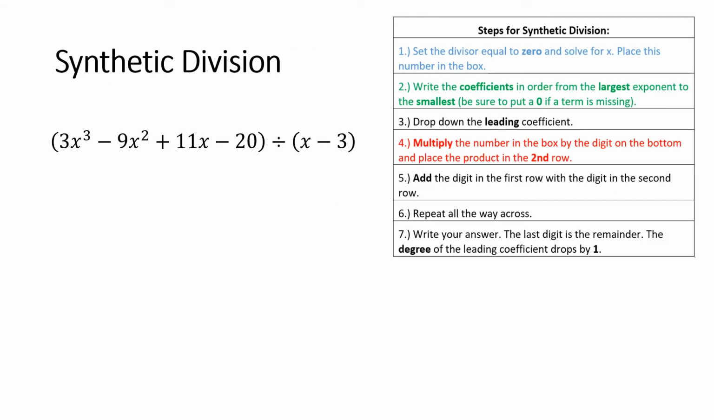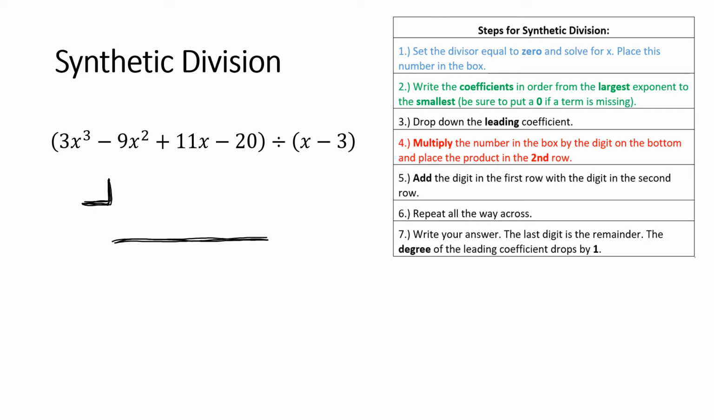All right, so here we have the steps laid out for us. We have 3x cubed minus 9x squared plus 11x minus 20 divided by x minus 3. I'm going to have a box with my first row. I'm going to skip a row and put a line. This is kind of the structure for synthetic division.